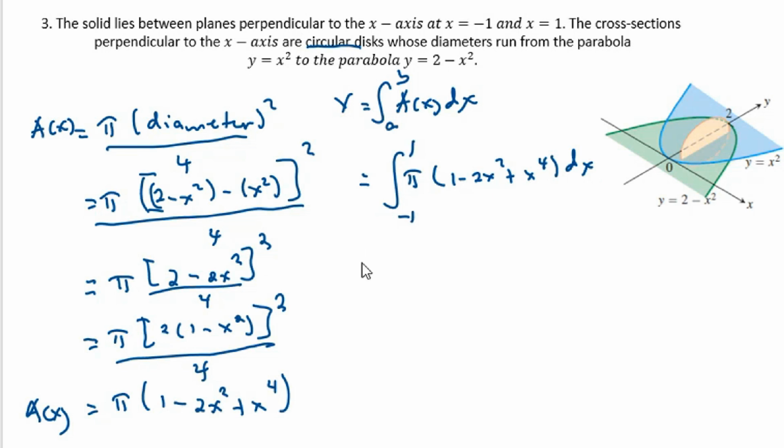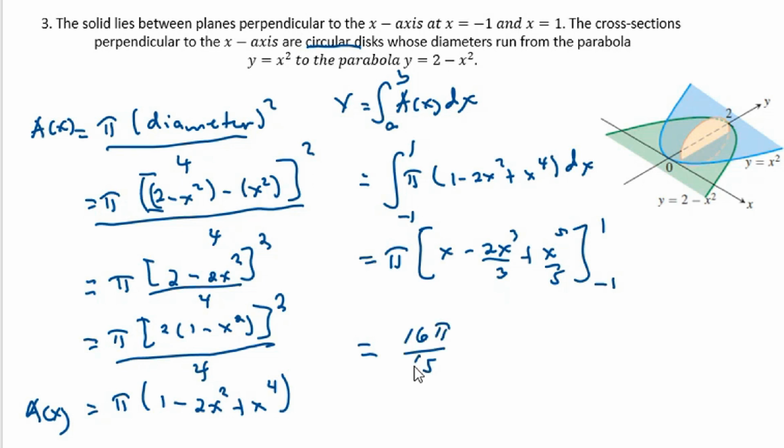from negative 1 to 1. So simplifying that one, I will just write the pi outside the integral sign. So we have pi and then integrating this one. We can write now the integral of 1 is x minus 2x cubed over 3 plus x raised to 5 over 5 from the interval of negative 1 to positive 1. Okay, so by evaluating that one, the final answer now will give us 16 pi over 15. And that is now our volume.